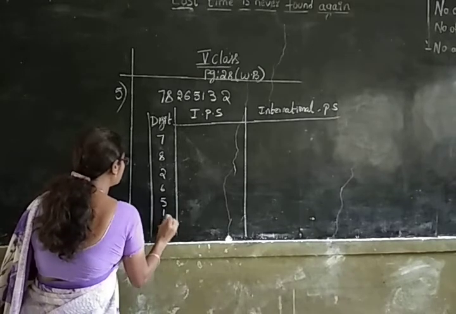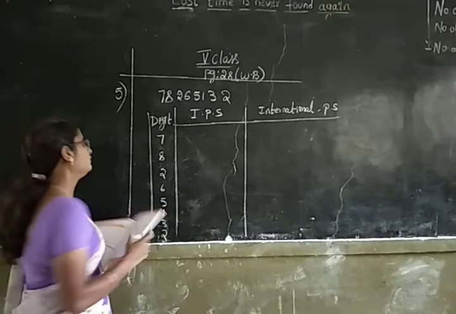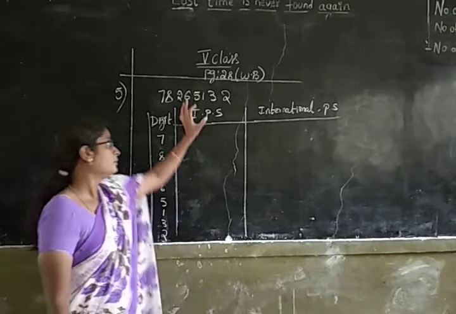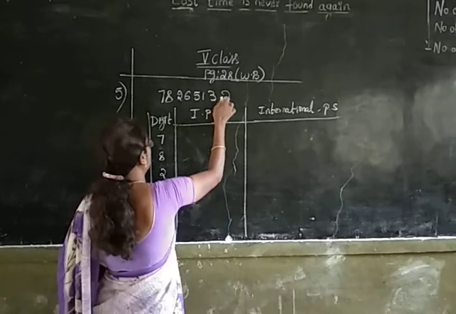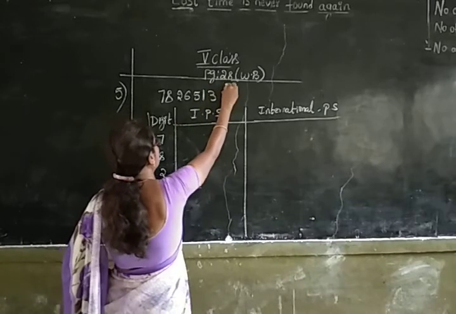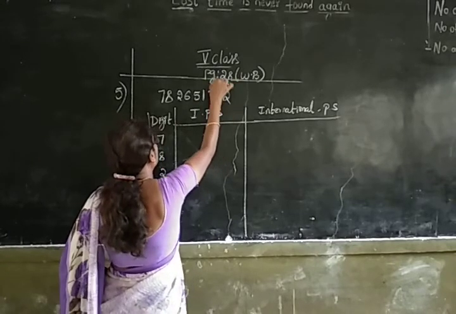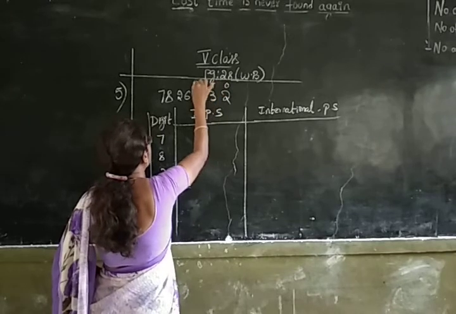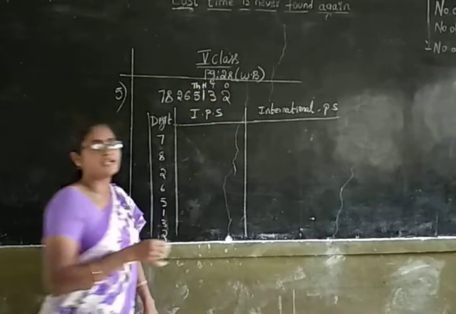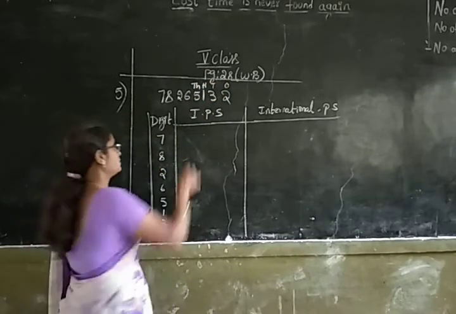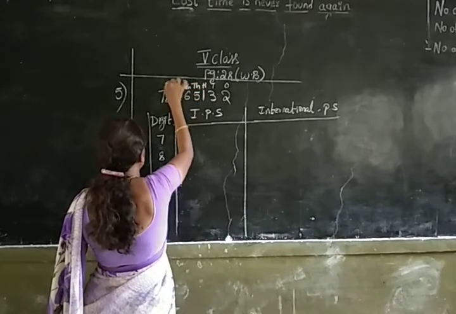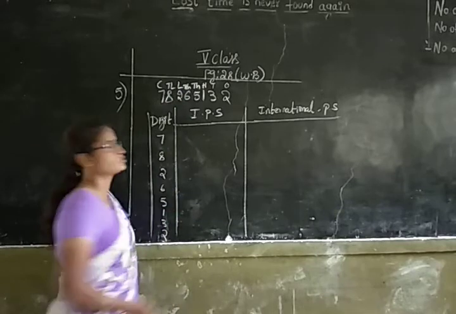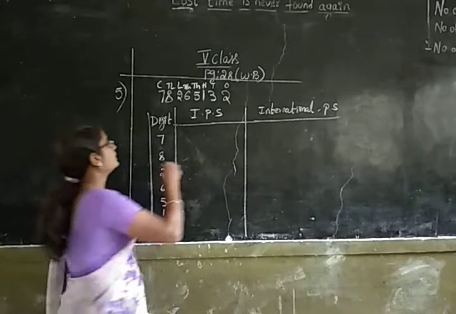5, 1, 3, 2. First, let us write down the place values according to the Indian place value system. So for that, let us write down the places. Ones, tens, hundreds, thousands. Here I am writing the places of the Indian place value system: 10,000, lakhs, 10 lakhs, crores. So first I have written the places.